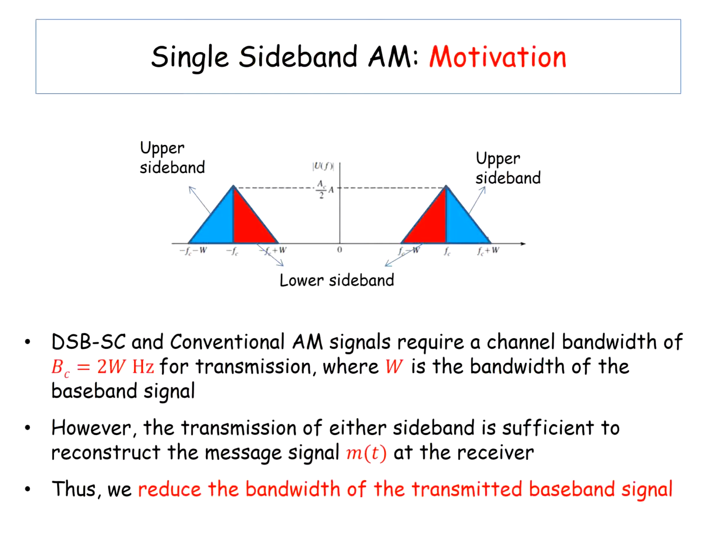In the double sideband suppressed carrier and conventional AM, the modulated signal requires a channel bandwidth of 2W, where W is the bandwidth of the baseband signal. However, either the lower or upper sideband includes all frequency components in the message signal, and transmission of either sideband is sufficient to reconstruct the message signal m of t at the receiver. The resulting signal transmission is the single sideband amplitude modulation. Thus, we reduce the bandwidth requirement for the transmission.